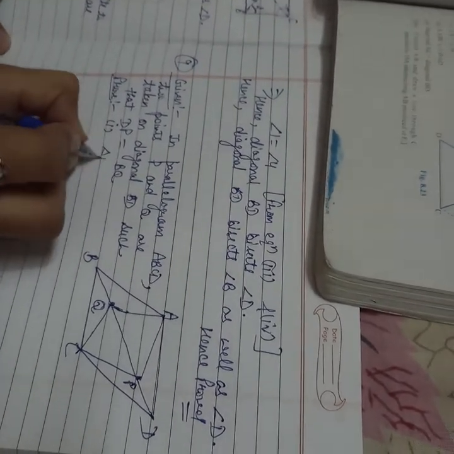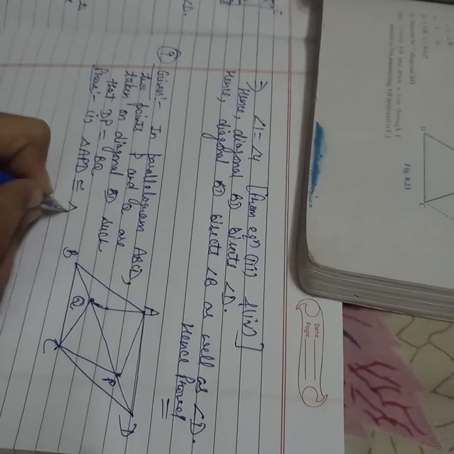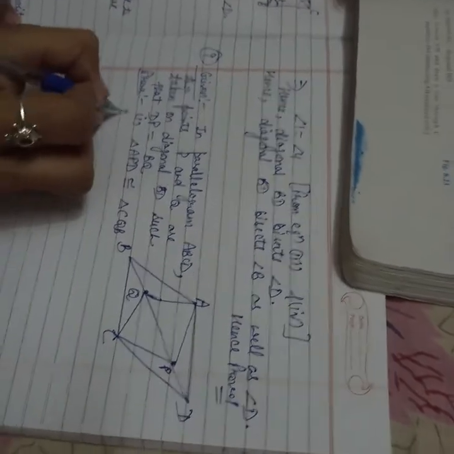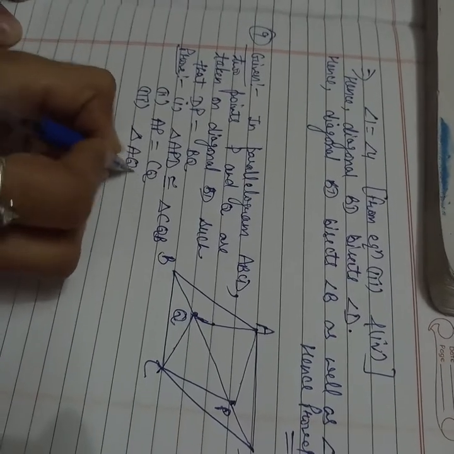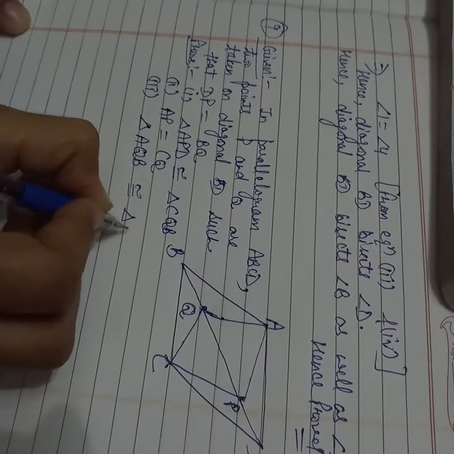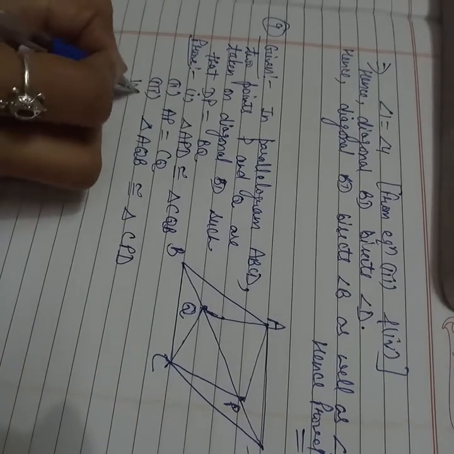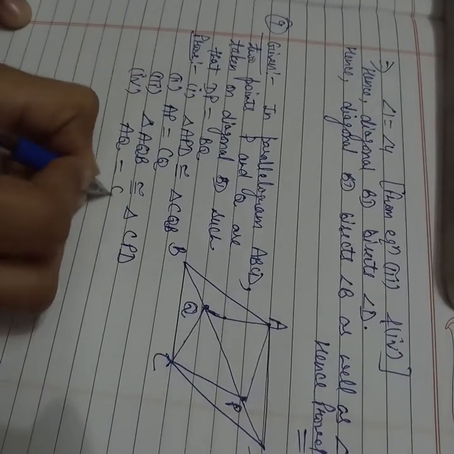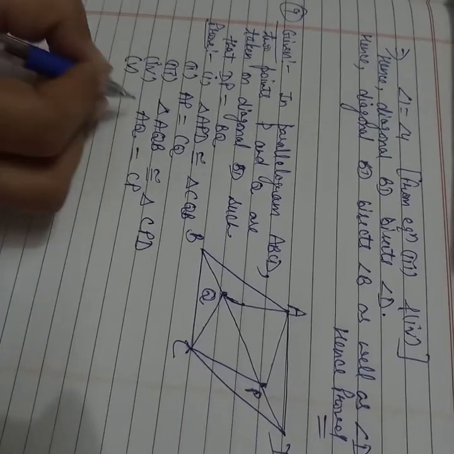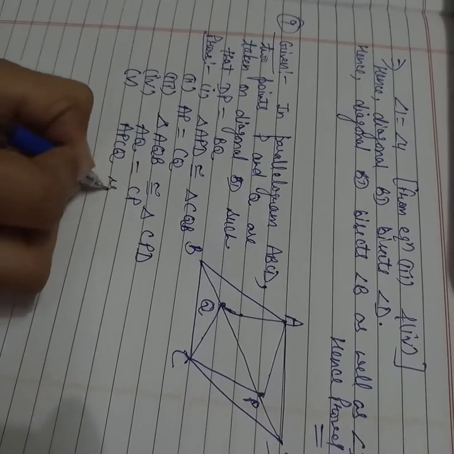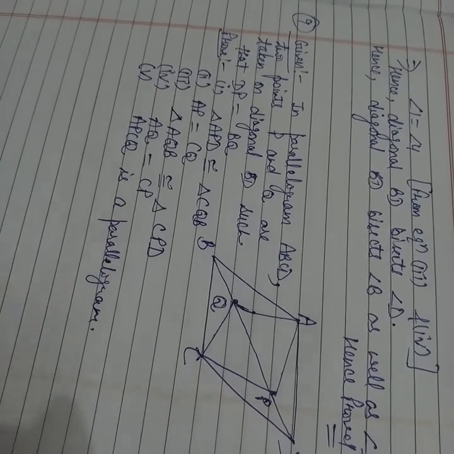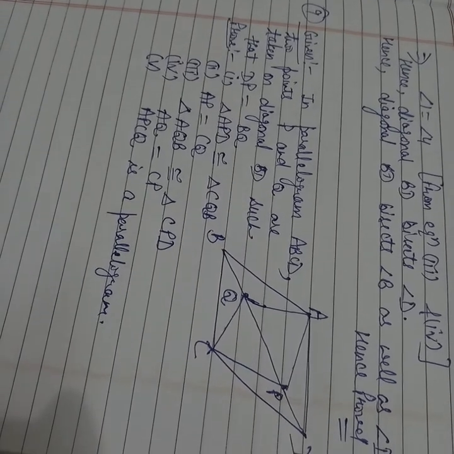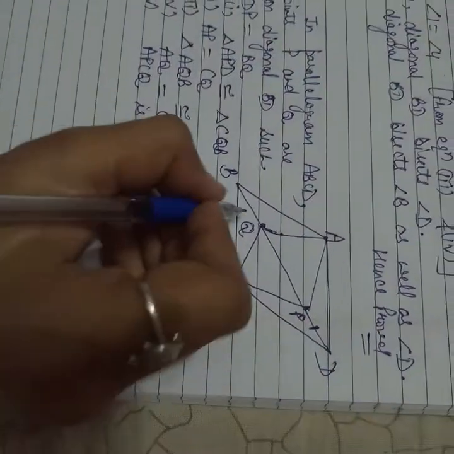Here first is triangle APD is congruent to triangle CQB. In second point, AP equals CQ. In third point, triangle AQB is congruent to triangle CPD. In fourth point, AQ equals CP. In fifth point, APCQ is a parallelogram. Now we have given DP equals BQ.